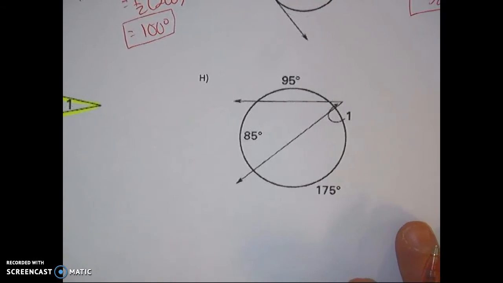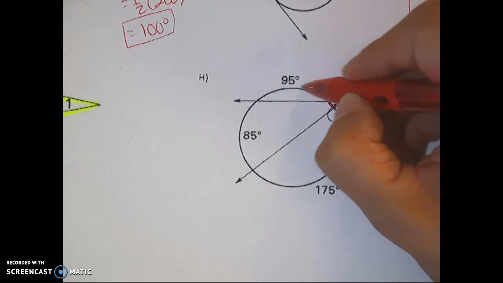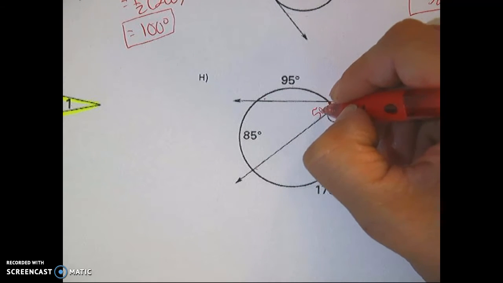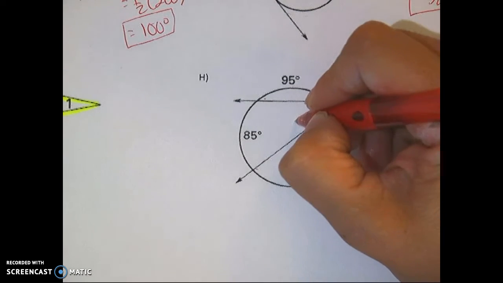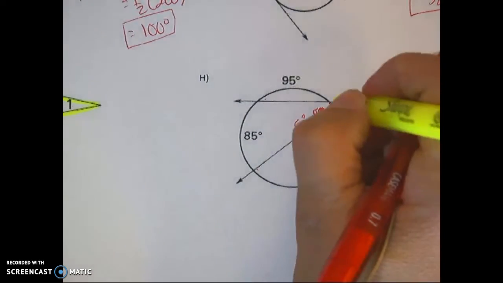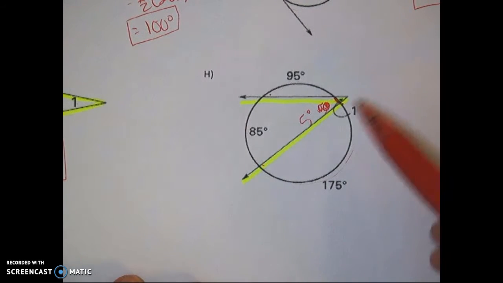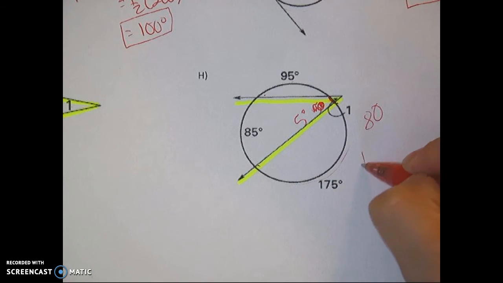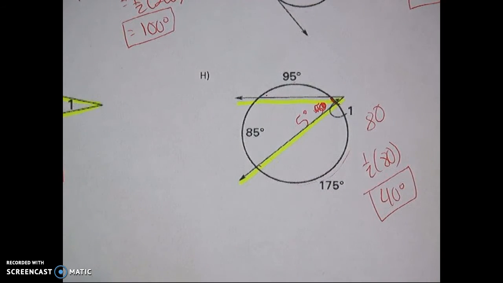On H, you had to find that little bitty piece of the arc right there. If you do 360 minus 95, minus 85, minus 175, that gives you 5 degrees for that arc. Okay, it's supposed to be a 5, not a 50. 5 degrees for that arc. And then the two arcs that are intercepted are that arc and the 85 degree arc. So I would do 85 minus 5, which gives you 80. Half of 80 is 40 degrees. So that angle measure is 40 degrees.